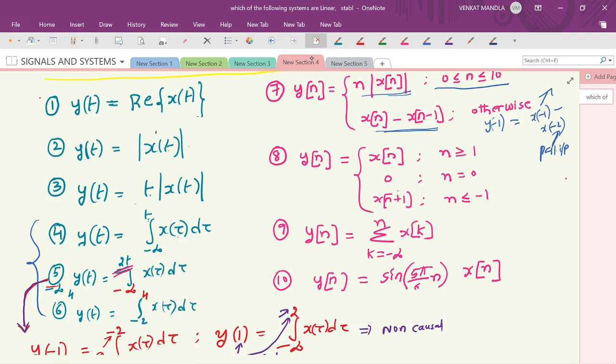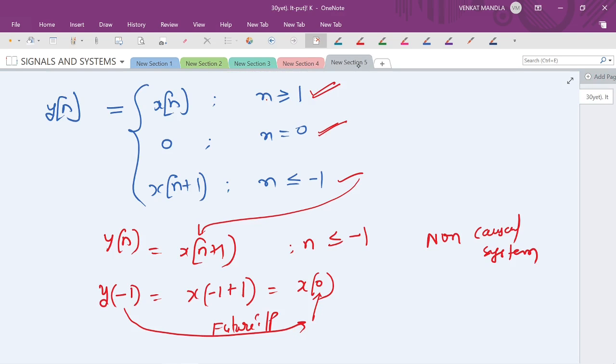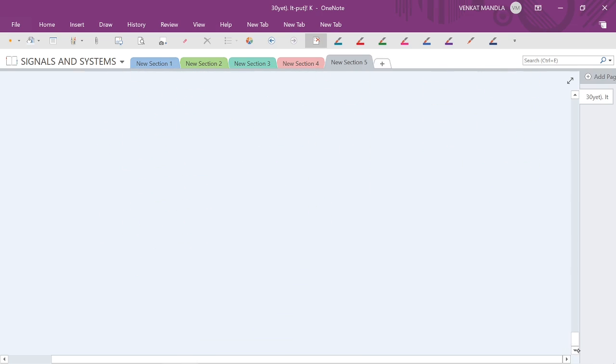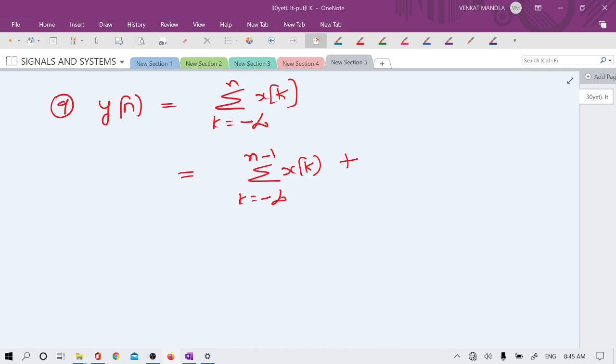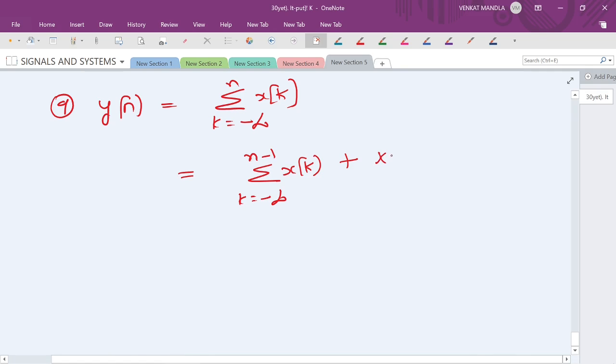Ninth one, I will explain that also. y[n] equal to sum of k equal to minus infinity to n of x[k]. I will explain this like k equal to minus infinity to n minus 1 of x[k], plus, for k equal to n, I will substitute in the equation. So for k equal to n, this is x[n].